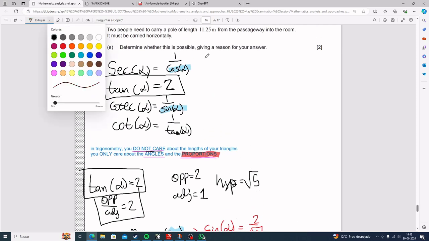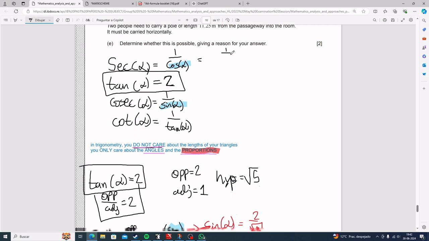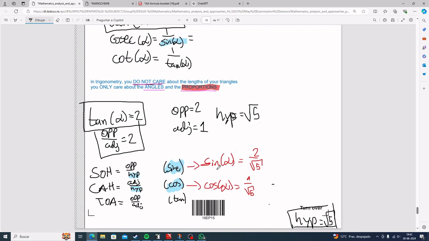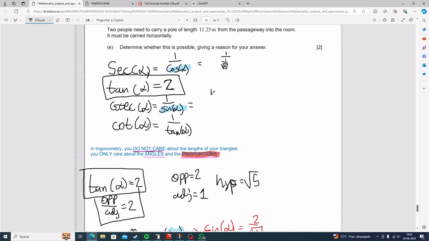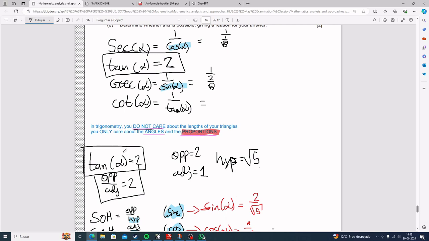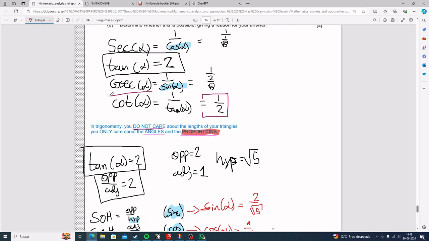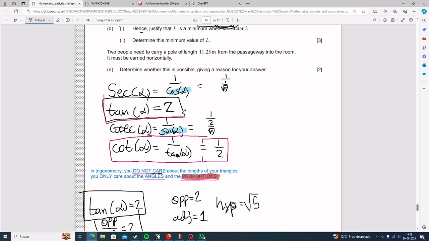So following this line, you have 1 over cosine alpha. Cosine alpha is 1 over square root 5, so you have 1 over 1 over square root 5. I'll explain how to solve that in a second. Tangent alpha equals 2. Cosec is 1 over sine alpha, right? Sine alpha is 2 over square root 5, so here you have 1 over 2 over square root 5. And this last one is just 1 over tan alpha. Tan alpha is more straightforward. Tan alpha just equals 2, so this is the same as 1 over 2. So cotangent is going to be 1 half. That one is already done. Tangent alpha is also already done.